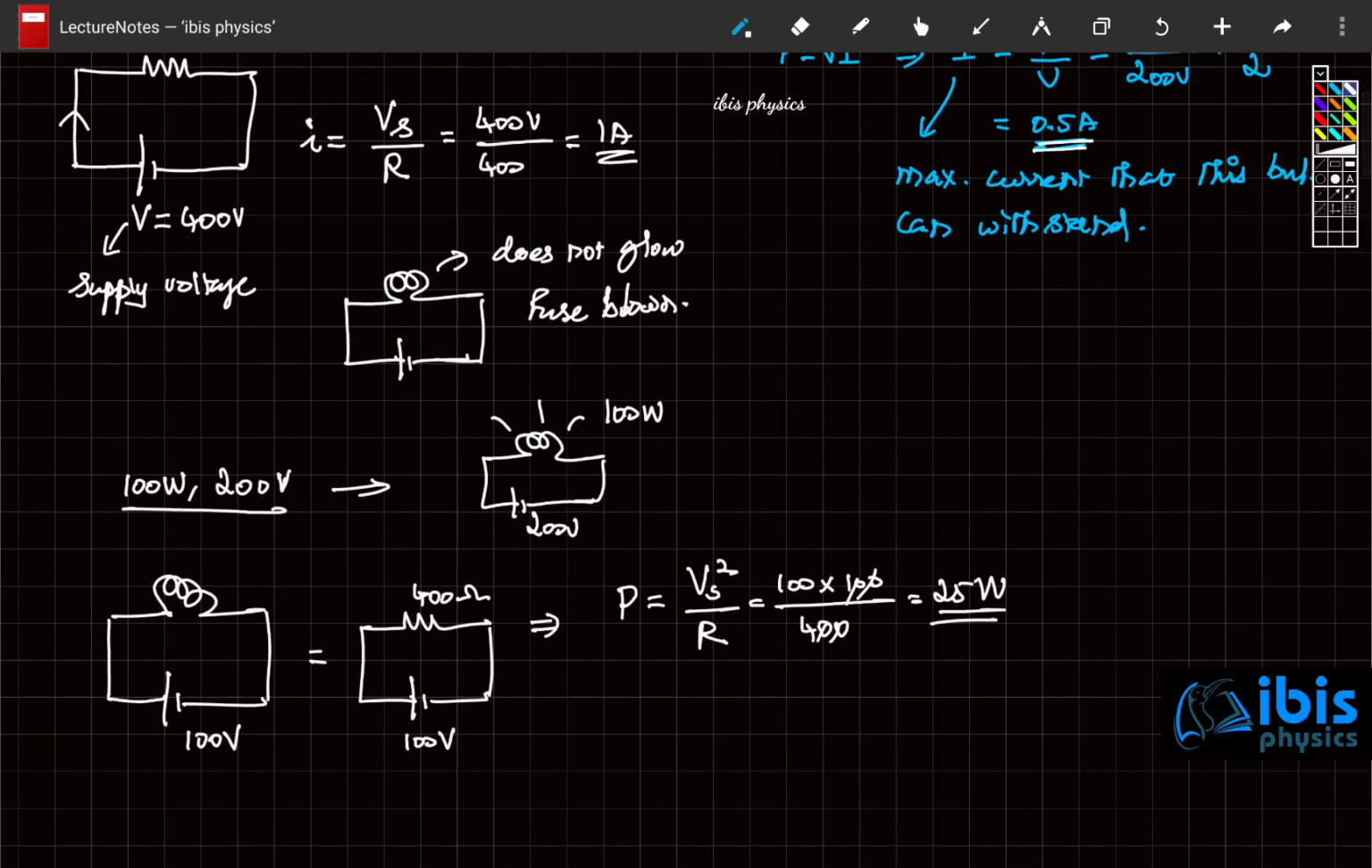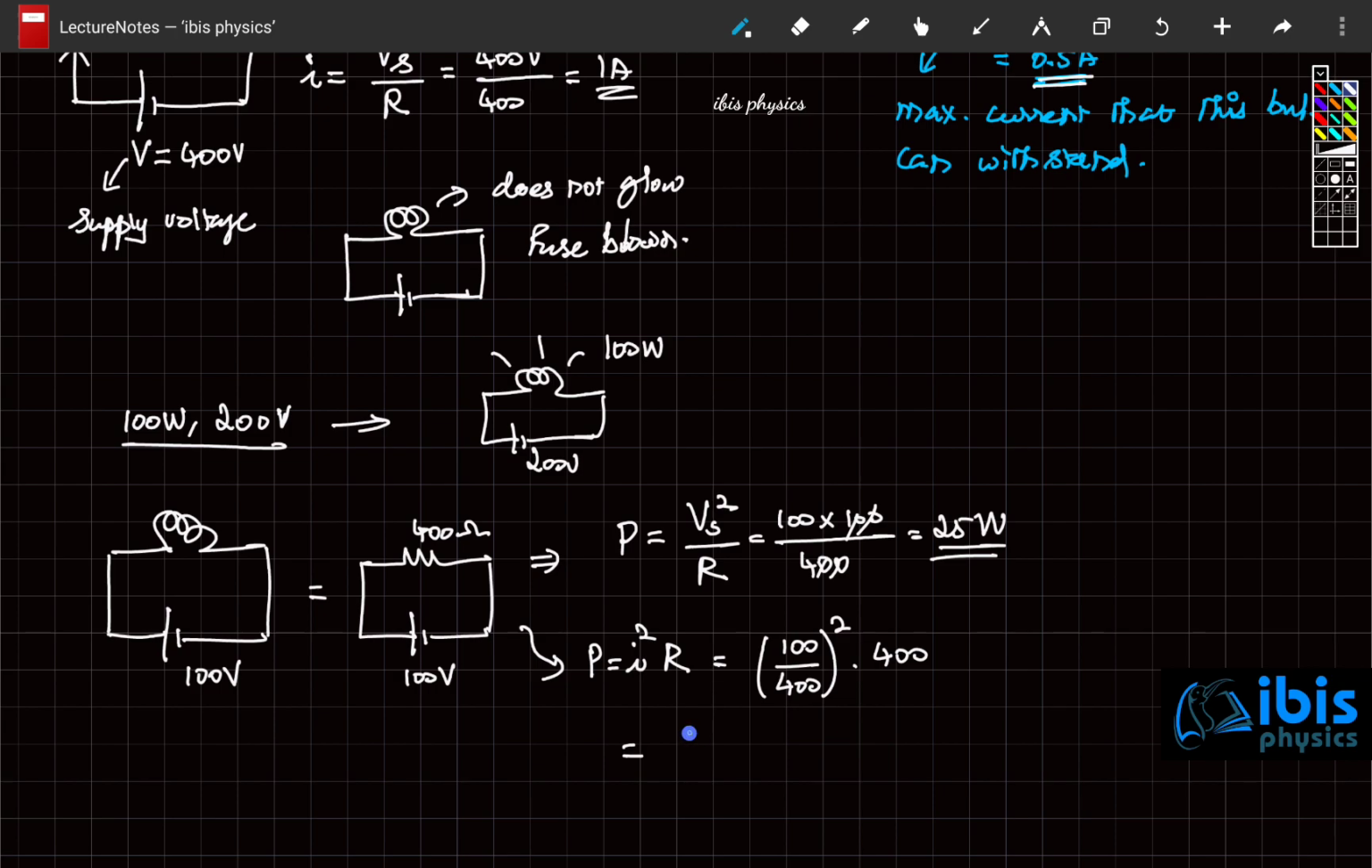Why? Let us try to understand this problem a bit more. When you connect this across 100 volt, we know that the resistance is 400 ohm. So the power is also equal to I square R. The I here is V by R, right? So (100 by 400) whole square into the resistance 400. So 100 by 400 is 1 by 4, whole square. So 1 by 4 into 1 by 4 into 400. So this is 100 by 4, which is again 25 watt.